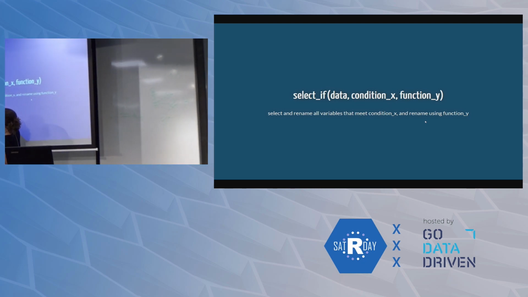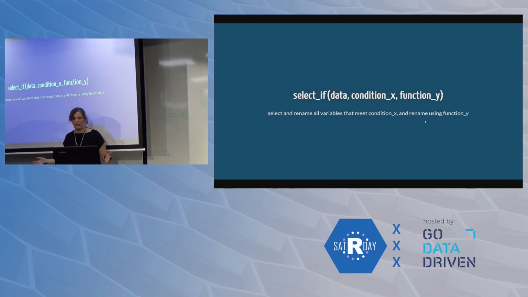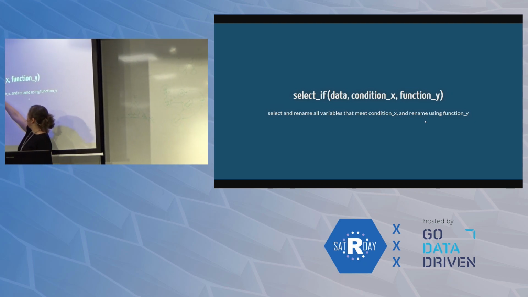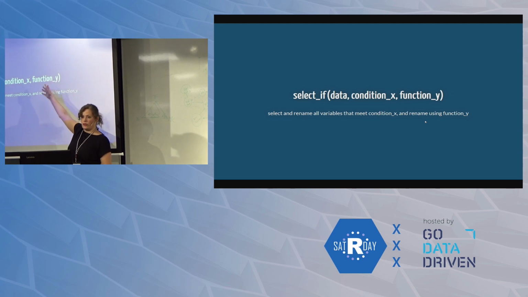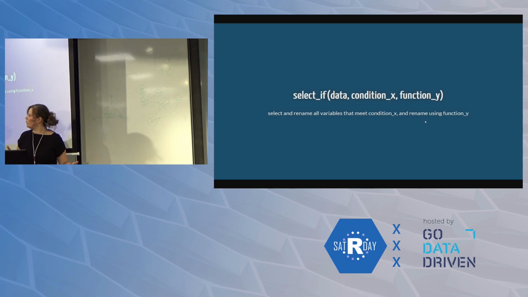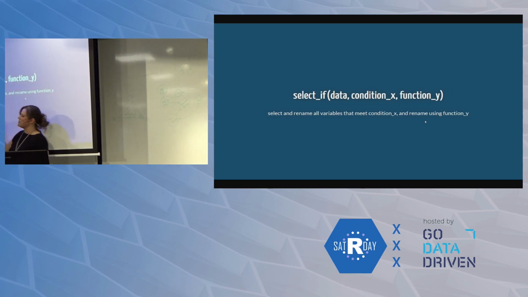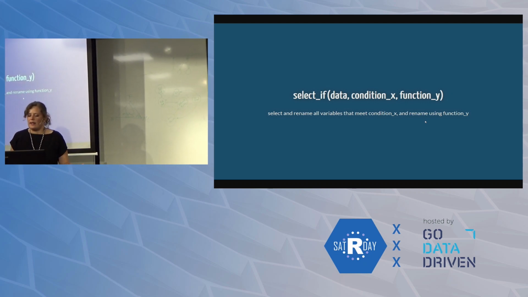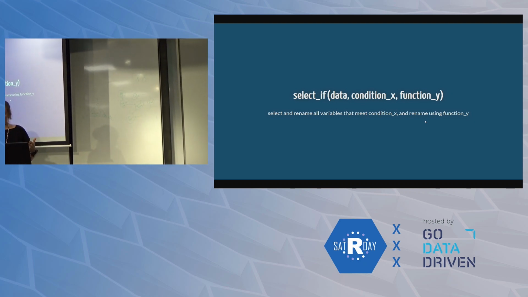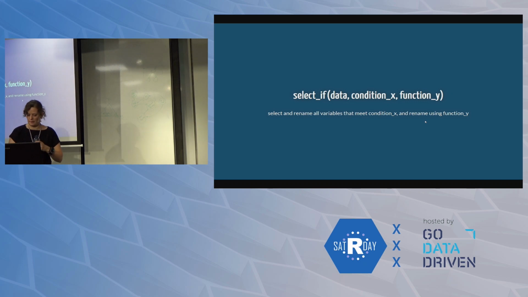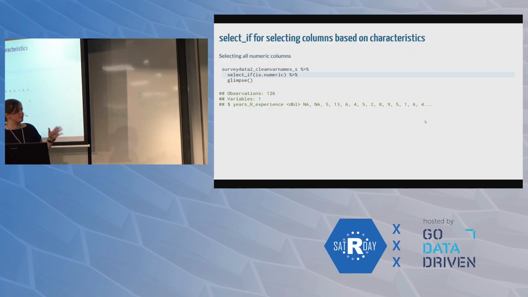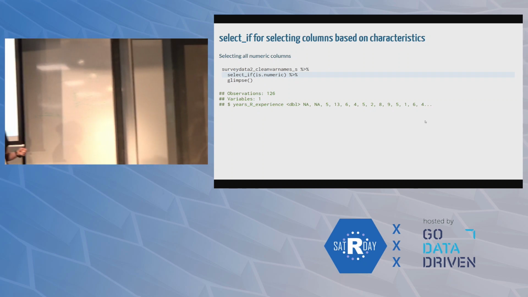So select if, I have my data. In many cases, that will be piped through, so you don't have to actually type that anymore. I have my function that I want to use to rename with at the end. It works exactly the same way as with select all. The only thing that is different is I need to tell it what to look for. Select if what? So we're going to need to put that in. Something else first before we're modifying anything.